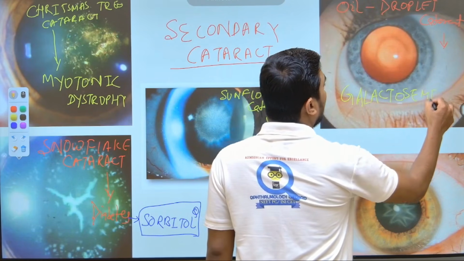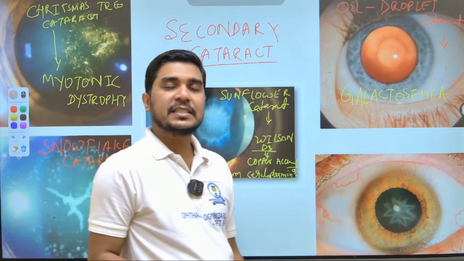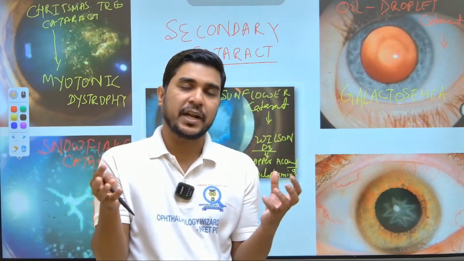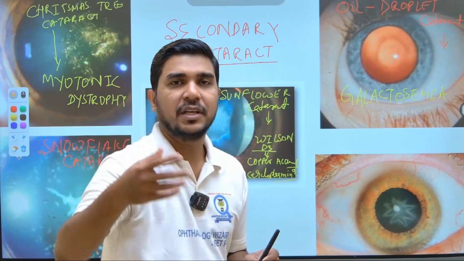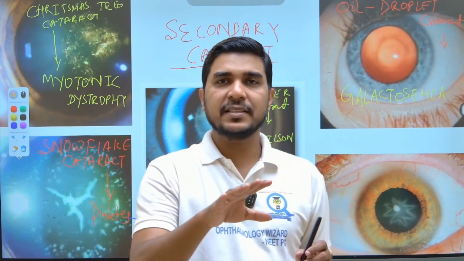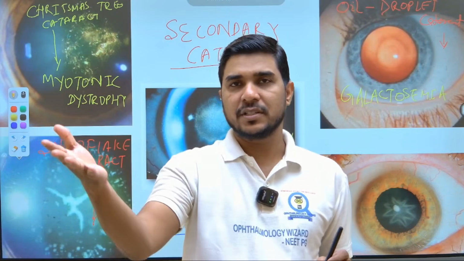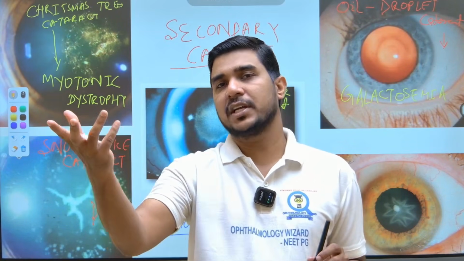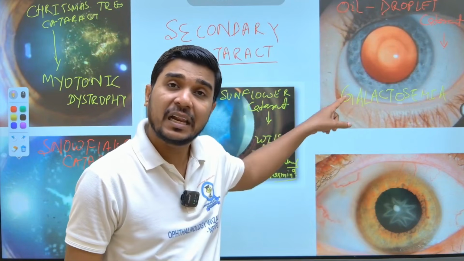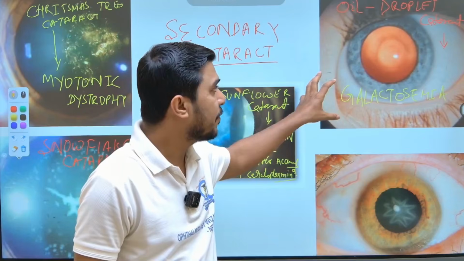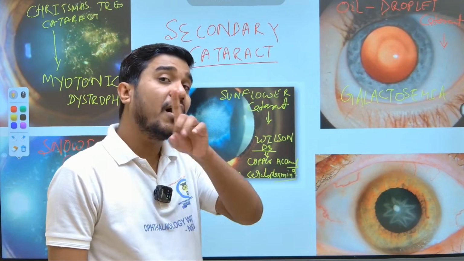Galactosemia. Now, one more important thing to understand. Have you ever heard that any cataract can be reversed? Generally, we say that if cataract has happened, then it cannot be reversed. The only thing you can do is surgical extraction, right? But galactosemia in the early stage is the type of cataract which can be reversed.